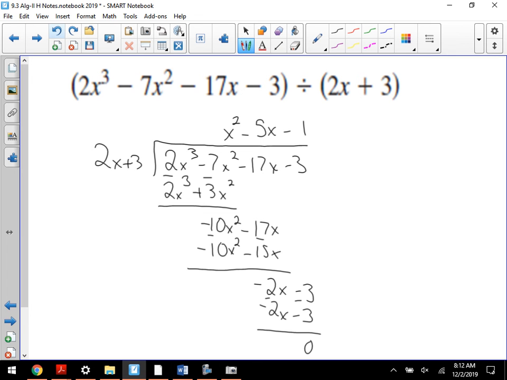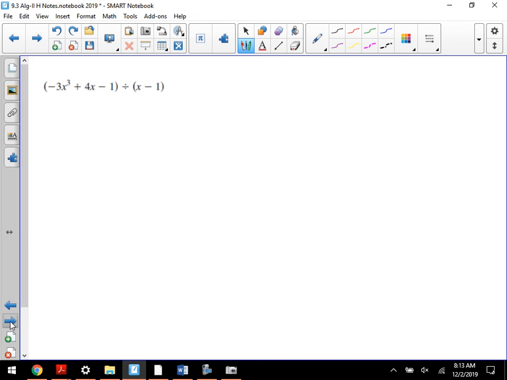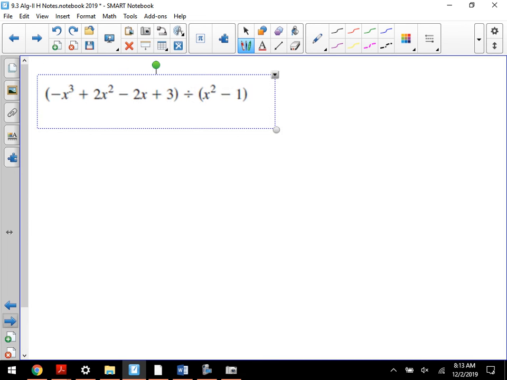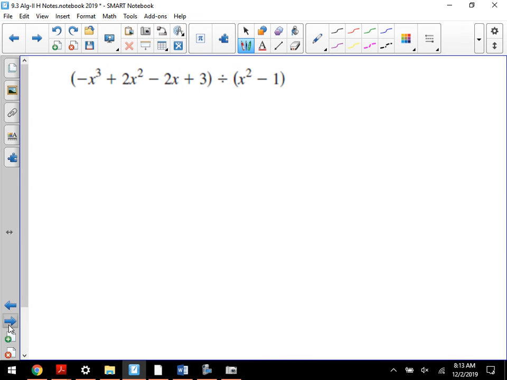Now, where this really is going to come into play for us more is when our degrees differ. What's the degree of the divisor? Is that the right one? What's underneath the symbol? That's the divisor, right? Was that the dividend? I don't remember.